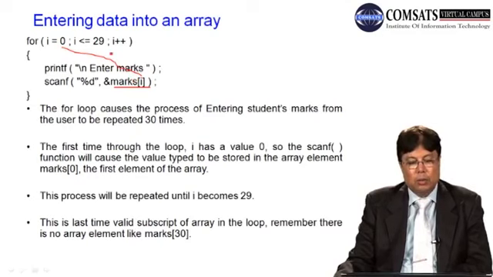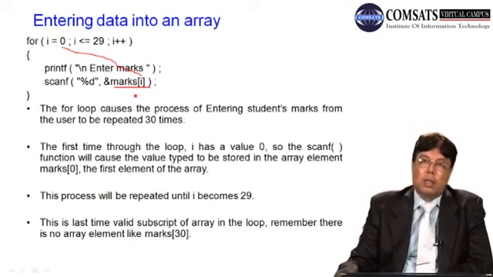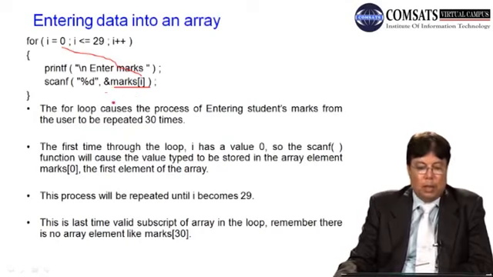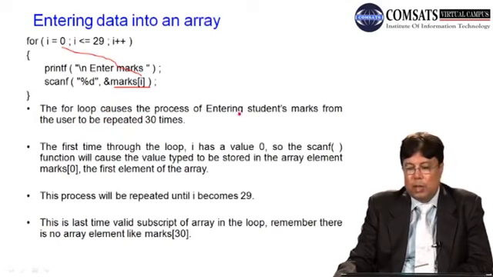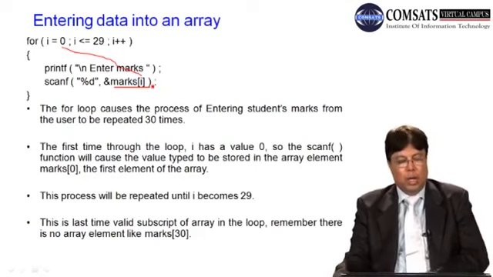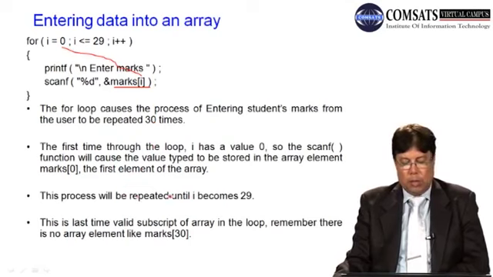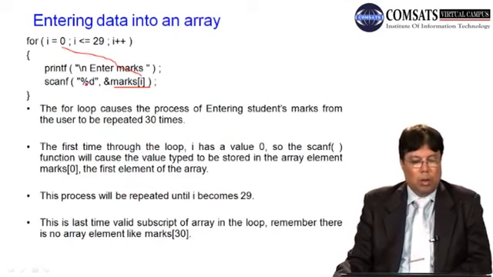So this loop will run 30 times from 0 to 29. So you should be able to enter 30 marks for 30 students you can put inside the marks array. The for loop will cause the process of entering the student marks from the user to repeat 30 times. So start में इसकी वैल्यू i की होगी 0, फिर 1, फिर 2, फिर 3, and finally to end up to value of 30. The process will be repeated until 29.